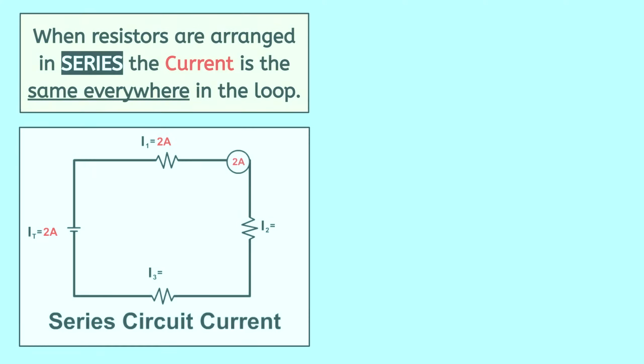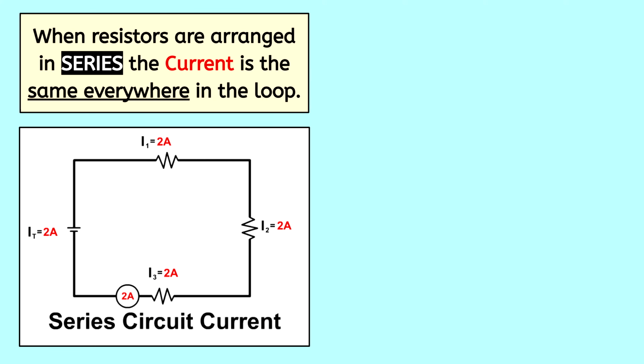All right, on this page we're going to talk about how current works in a series or parallel circuit. The first rule for current is how does current work in a series circuit? This is actually the easiest rule out of all the four I'm going to give you because it's just the same number everywhere. So the rule is when resistors are arranged in series, the current is the same everywhere in the loop.